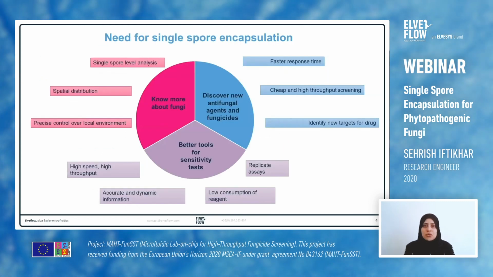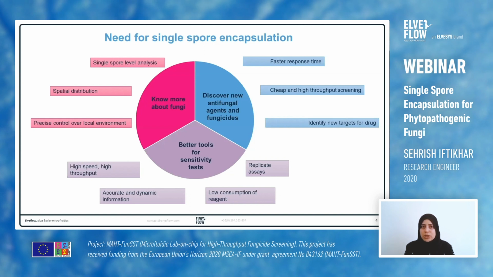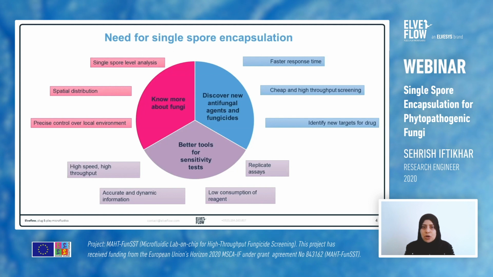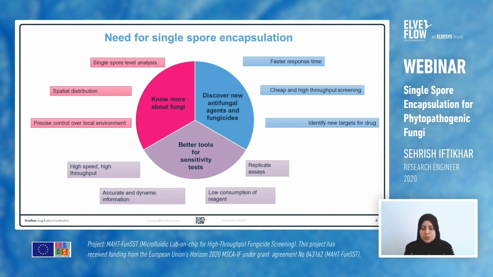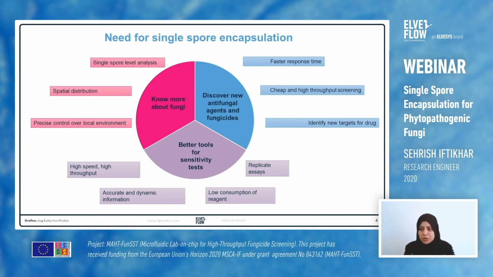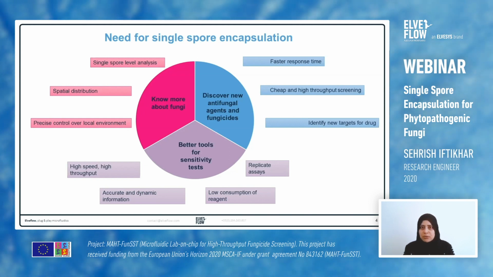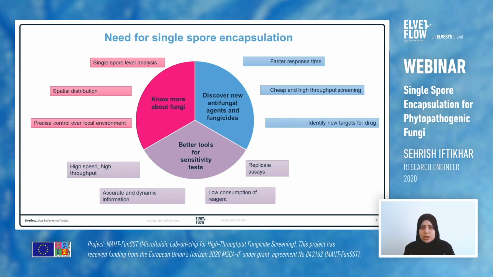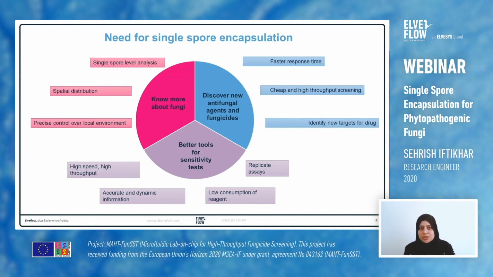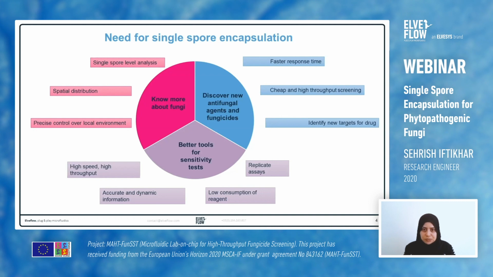Now the question arises, why do we need the single spore to encapsulate it? So there are three main aspects. The first one is that we can know more about the fungi by encapsulating the single spore and studying it at the single spore level. Also, we can perform the high-level spatial and temporal distribution. And the local environment can be controlled very precisely when the spore is encapsulated. And then we can study the response of the spore to different stimuli, for example, different temperature or nutrient availability.